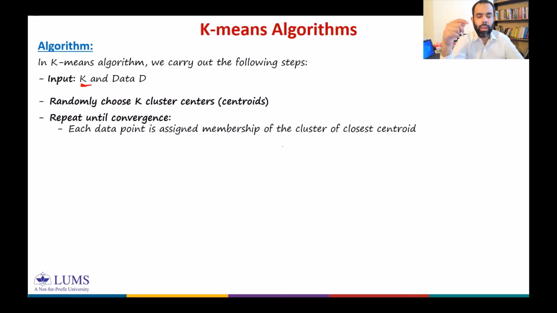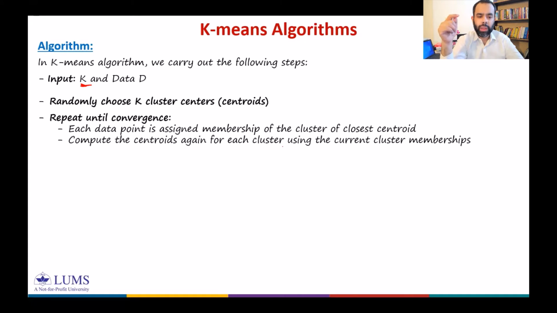So once all the data points are given membership of the closest centroids, we compute the centroids again for each cluster using the current cluster memberships. And we keep on doing this until convergence is achieved. I will define very shortly what we mean by convergence here.